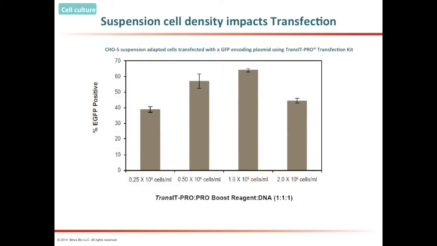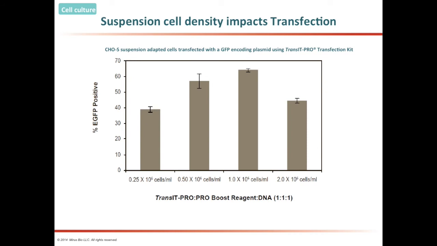In situations where you are using suspension cells, the overall cell density matters as well, much like adherent cultures, although the effects may not be tied to contact inhibition. Using our Transit Pro transfection kit, which is optimized for protein production in suspension CHO and HEK cells, we have found that the optimal cell density is typically between 500,000 and 1 million cells per mil.